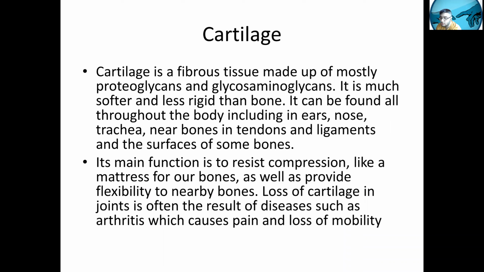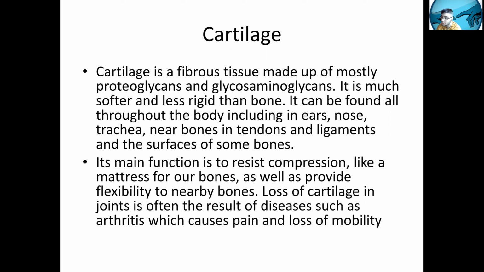Next, let's talk about cartilage. So cartilage is a fibrous tissue made up mostly of proteoglycans and glycosaminoglycans. It's much softer and less rigid than bone. It can be found all throughout the body, in ears, nose, in your trachea, and most importantly, near the bones, in tendons and ligaments, and even on the surfaces of some bones. Its main function is to resist compression, sort of like a mattress for our bones.